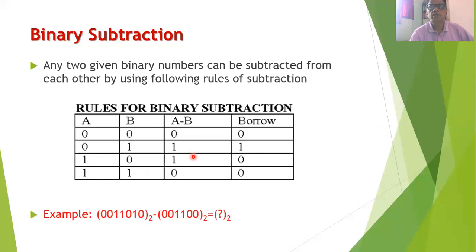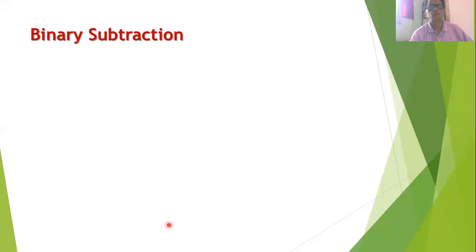Now by using these basic rules of binary subtraction, we can perform the binary subtraction of any 2 given numbers. Suppose again we have been given the 2 numbers 0011010, and the second number is 001100. And now we want to perform the binary subtraction of these 2 numbers.